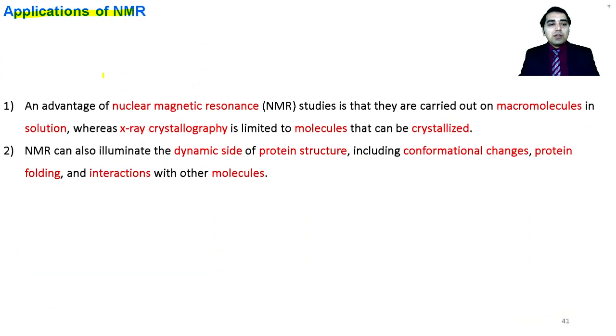The applications of NMR. An advantage of NMR over X-ray crystallography is that it does not require the crystallized form of protein. NMR can also be utilized for those proteins that are not crystallized. NMR can also show us the dynamic side of the protein structure. For example, the conformational changes, the protein folding, the protein interaction, and the protein interaction with other molecules.